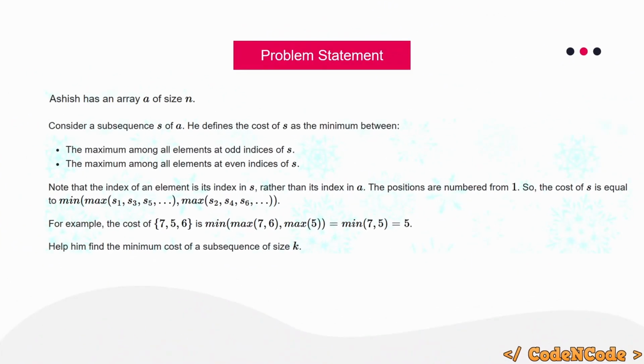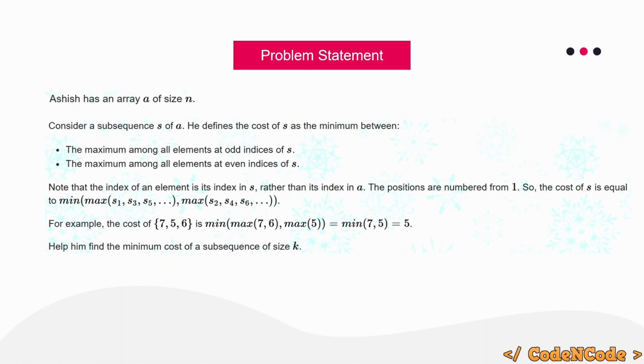Let's have a look at the problem statement. The problem statement says that you are given an integer array A of size n, right? And also you are given an integer k. You have to pick a subsequence of length k out of this array. And you have to pick the subsequence in such a way that it minimizes the cost of the subsequence.